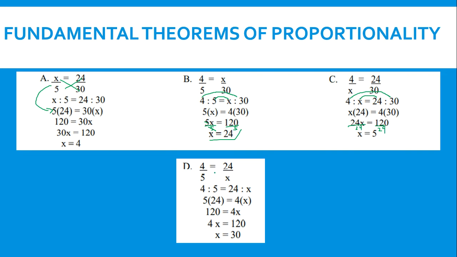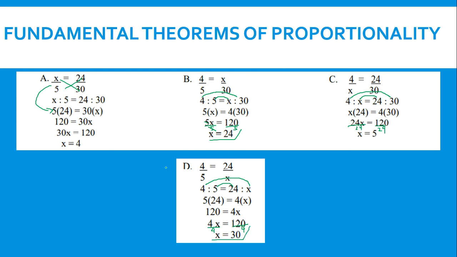Then letter D, 4 over 5 equals 24 over x. Change to colon form, 4 is to 5 equals 24 is to x. Multiply the means, 5 times 24, and the extremes, 4 times x. 5 times 24 is 120, and 4 times x is 4x. Interchange, 4x equals 120, then divide both sides by 4, and the value of x is 30.